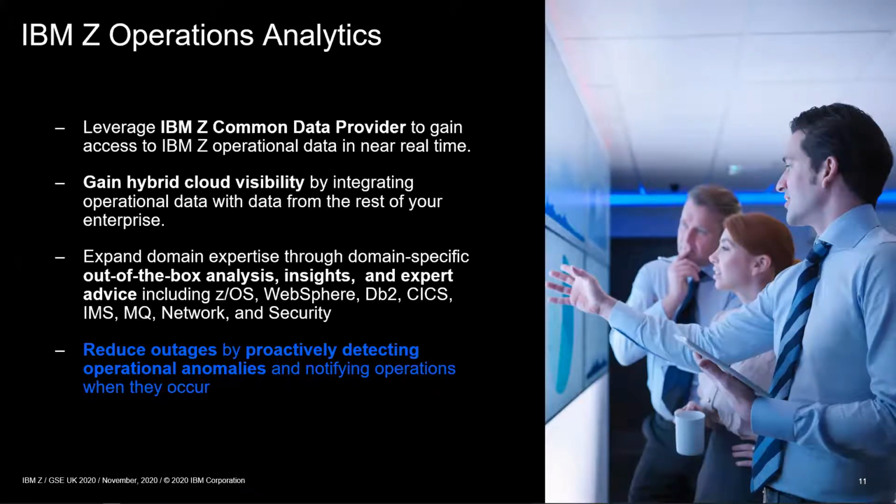So we've really focused on the first 3 lines in the presentation that I did yesterday. We use a common data provider to get access to all of that operational data in near real time. We talked about doing hybrid cloud visibility by integrating IBM Z data into various log analysis platforms and providing some insight into what's going on in IBM Z. And the real focus is how we reduce outages by proactively detecting operational anomalies and notifying operations when they occur.